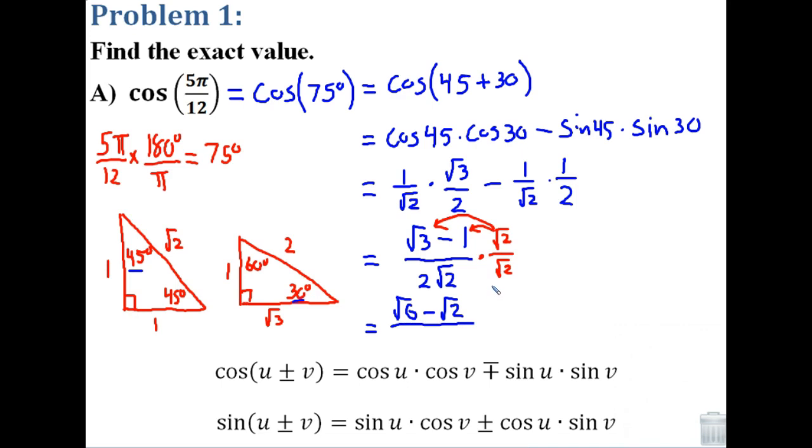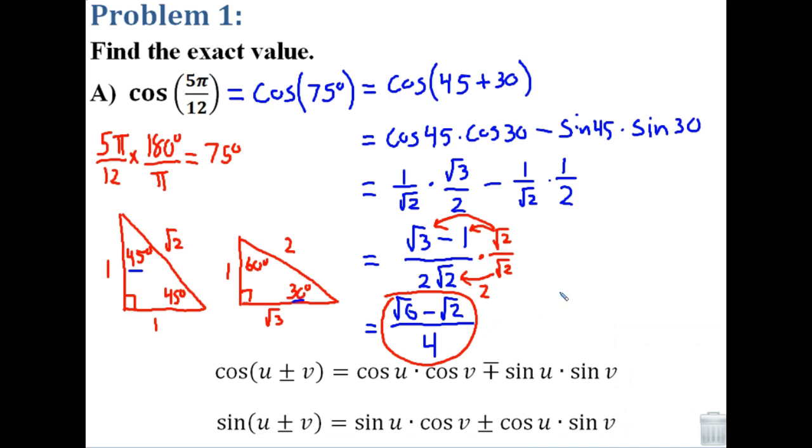All right, and over on the bottom then, this root 2 times root 2 is just a 2. So in other words, we have a 2 times 2, which would be a 4. All right, that's my final answer. That's as simple as I can make this. Can't combine these roots because they're not the same. All right, there you go.